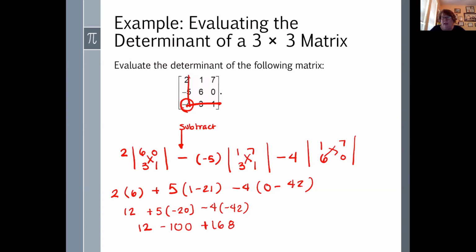Can she make enough mistakes on one slide? -4 times -42 is positive 168. All right. Does she have it correct now? Because it better be 80, hadn't it? 12 minus 100 plus 168. If I take my calculator out and do that calculation, it is 80.